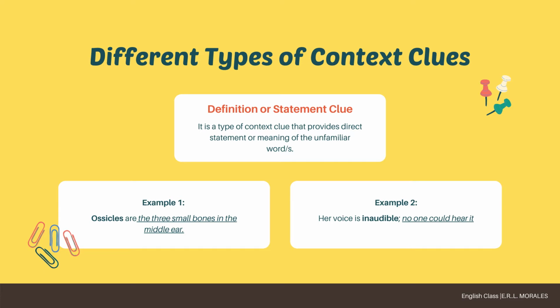Example number 2 will be: Her voice is inaudible, no one could hear it. So when we say inaudible, you cannot hear anything, right? The next phrase in this sentence will be "no one could hear it." So the meaning of inaudible will be no one could hear it.